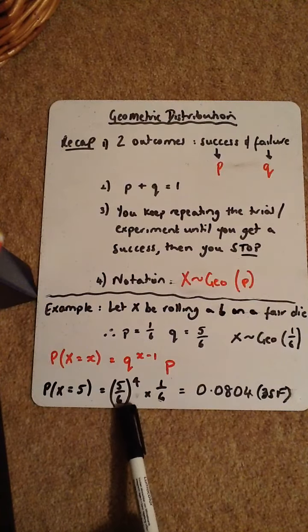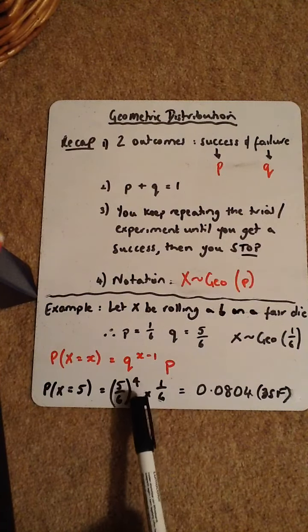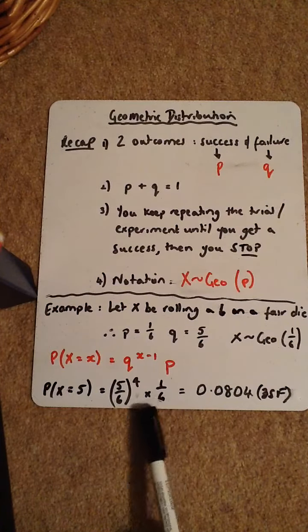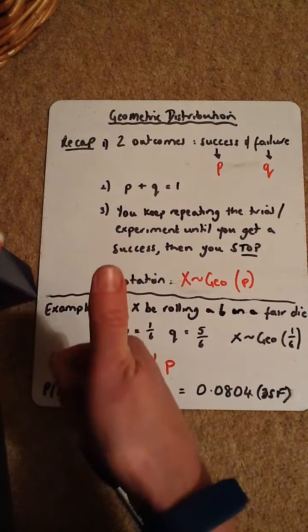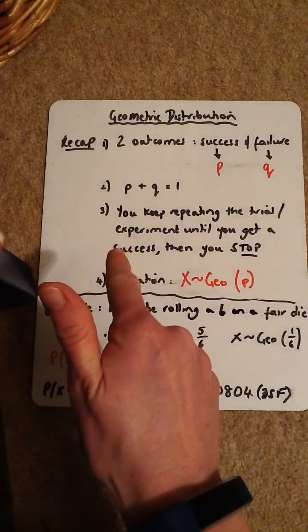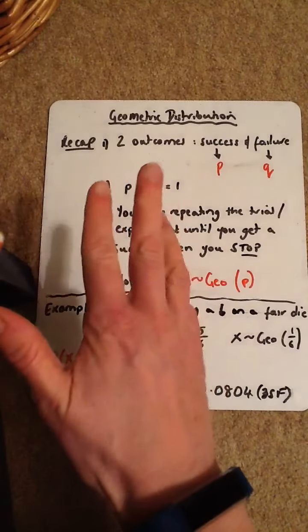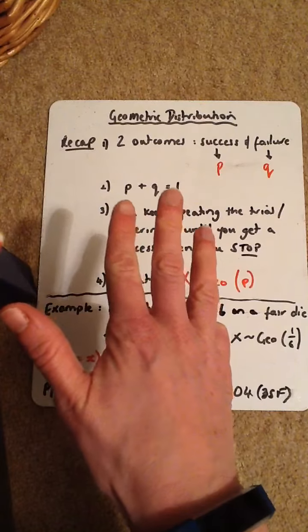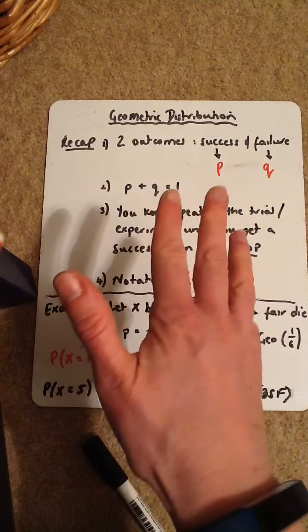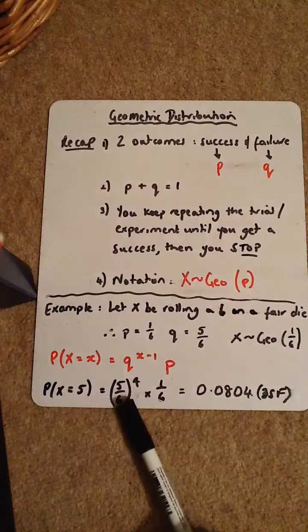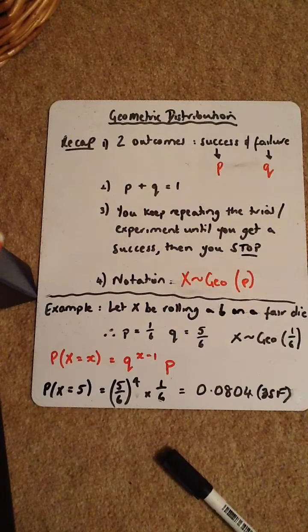So I have failure to the power of 4, and times by, so this is the 5th attempt, times by 1/6. So it's 5/6, because that's the probability of failure on the first go, times 5/6 times 5/6 times 5/6. So that's my 4 failures. And then I get the 5th go, because it's probability X is equal to 5, then I get my success. So 5/6 to the power of 4 times by 1/6.